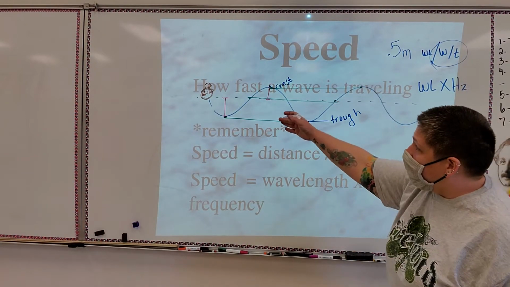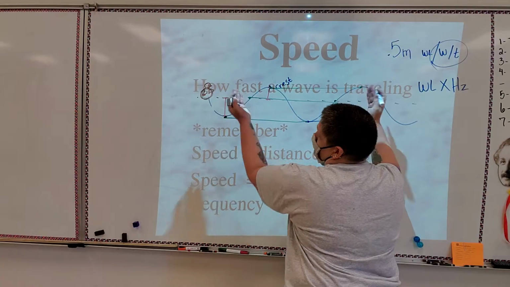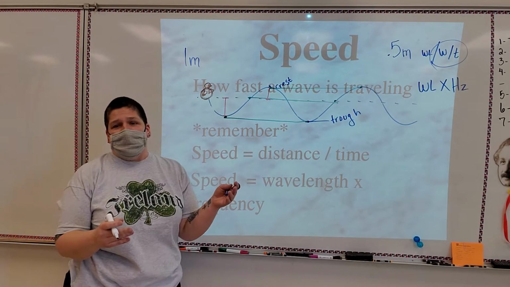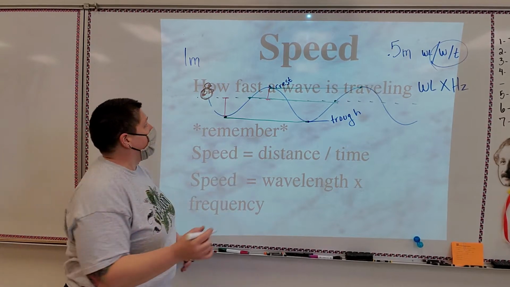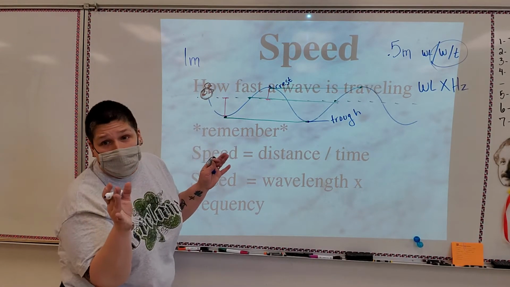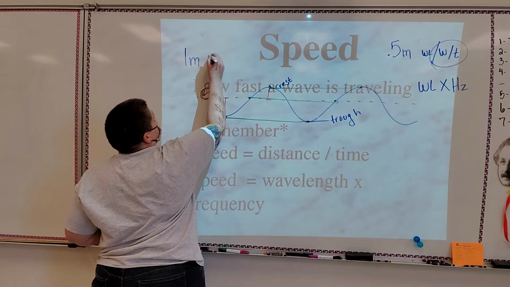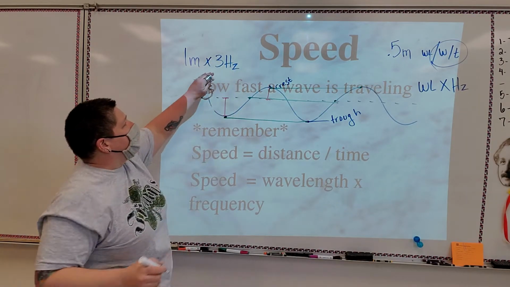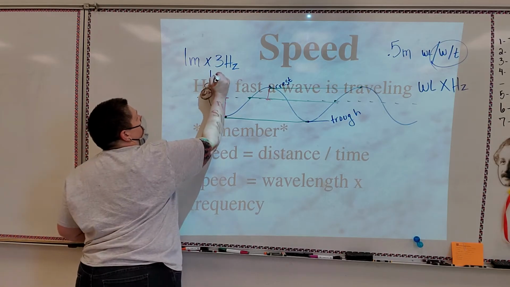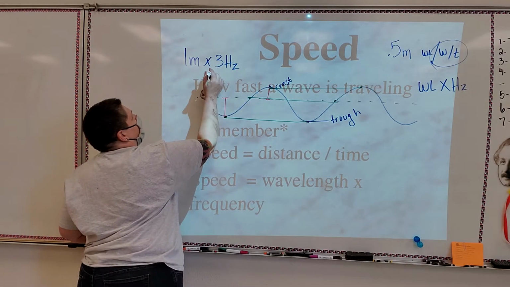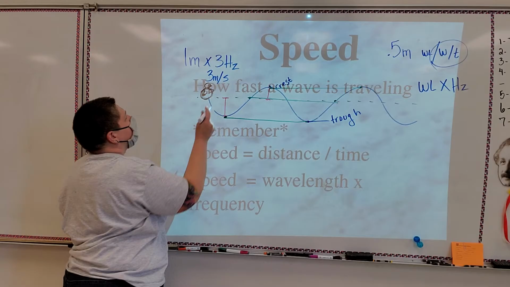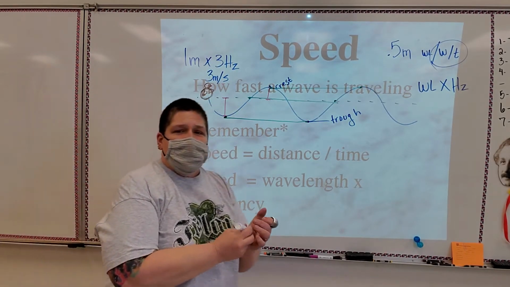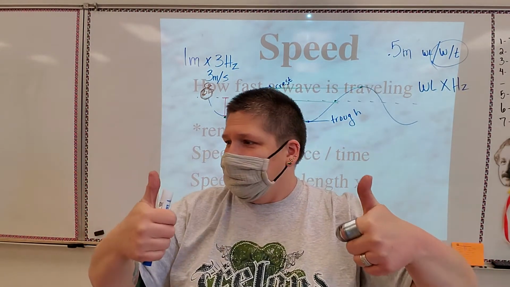So let's say Bob's wavelength was, let's say, 1 meter, and he was bobbing at like 3 bobs a second, so that's my 3 Hertz, right? So I would just take my 1 meter and multiply it by my 3 Hertz. What would the speed of my wave be? 1 meter, or excuse me, 3 meters per second. So that would simply multiply. All right? With me so far? All right, cool.